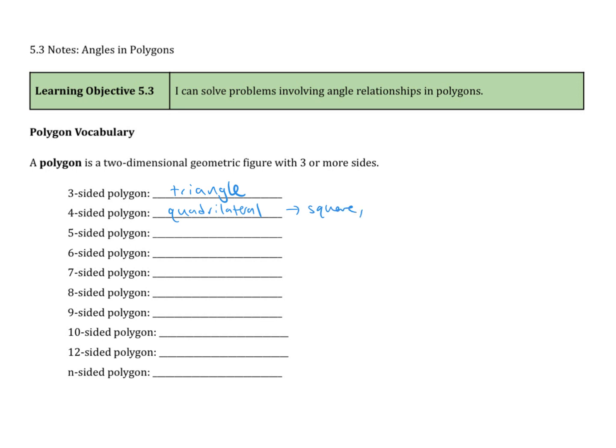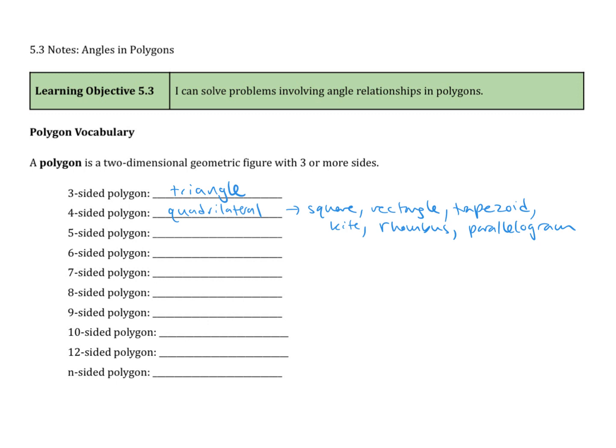square, rectangle, trapezoid, kite, rhombus, parallelogram. Those are all four-sided figures with some specific requirements, but the general term for any four-sided polygon is quadrilateral.